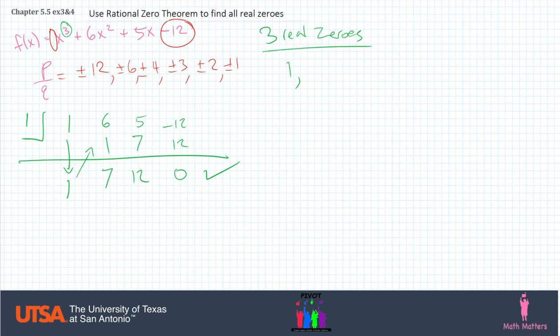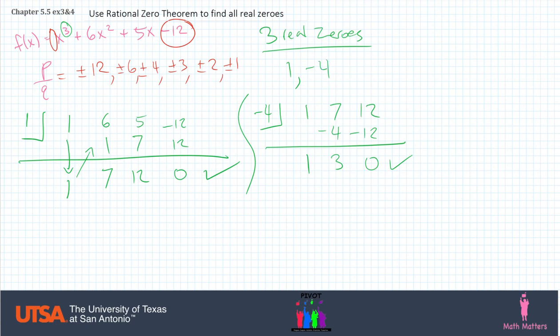Let's continue. Now we're left with 1, 7, and 12. We need to pick a value that will get rid of that 12 at the end to make sure it's a real zero. I'm going to pick negative 4. Negative 4 times 1 is negative 4. 7 minus 4 is 3. Negative 4 times 3 is negative 12, and 12 plus negative 12 is 0. Therefore, negative 4 is one of our real zeros.